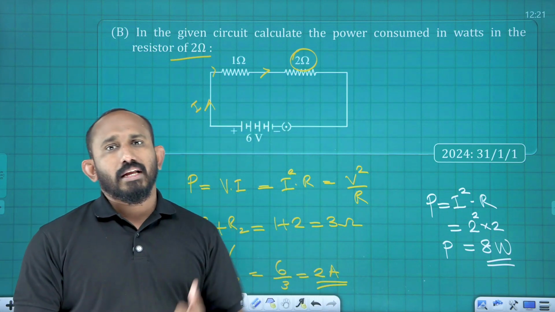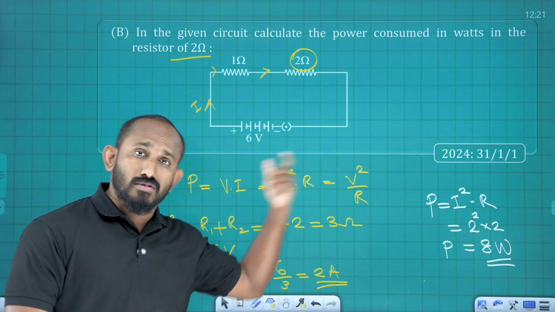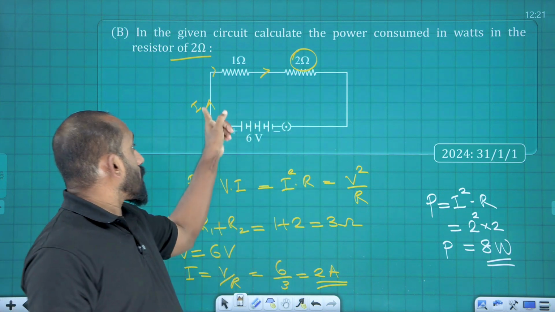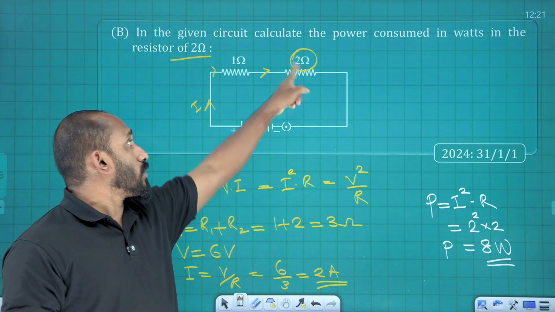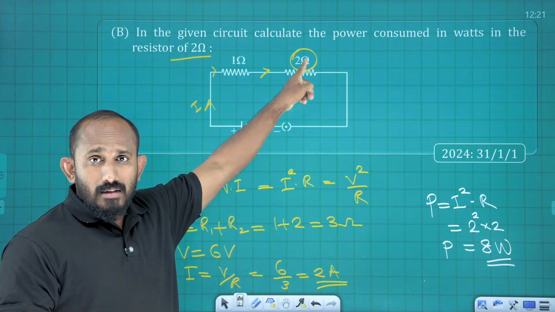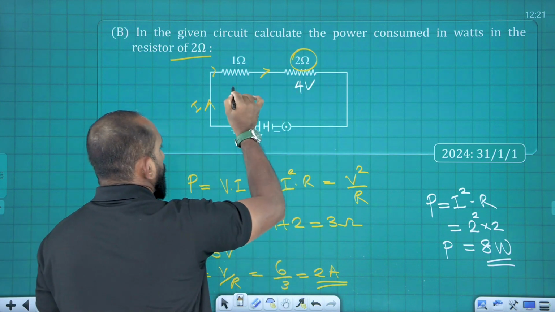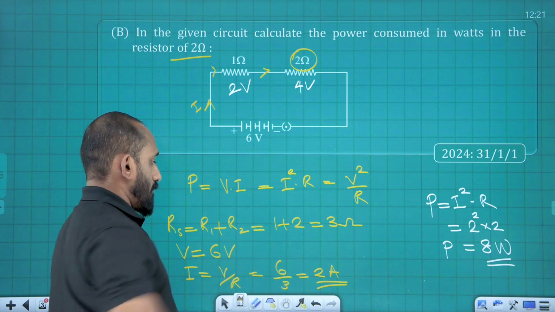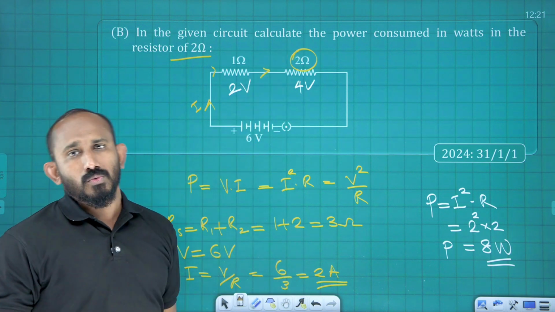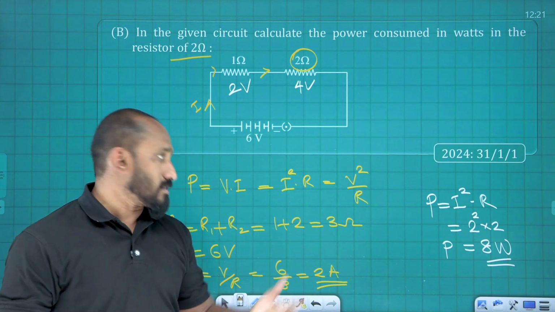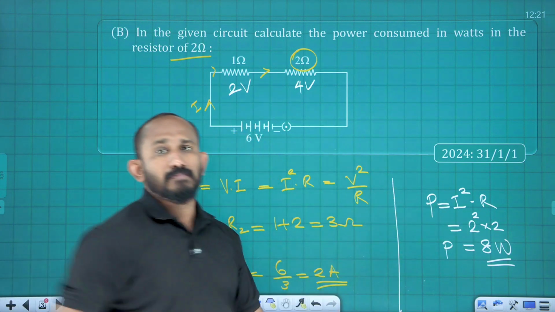The same answer you can get using V squared by R. For that you have to find the voltage across this one. 2 ampere is passing through it and 2 ohm is the resistance, so 2 into 2, I into R, that is 4 volt here, and here 2 volt will be there. Then V squared by R, 4 squared by 2. What is 4 squared? 16 by 2, that is 8 watt again. So any method you use, you will get the same answer.